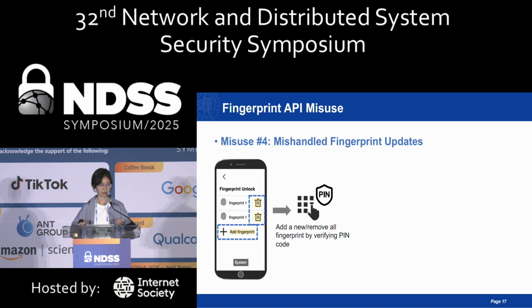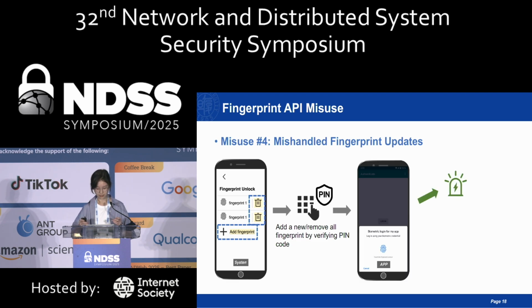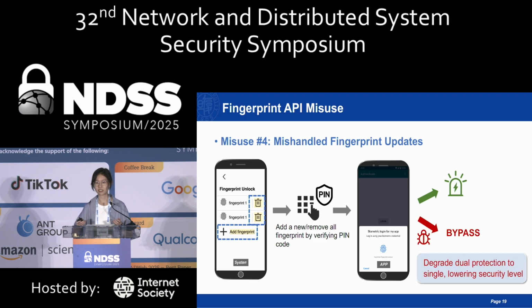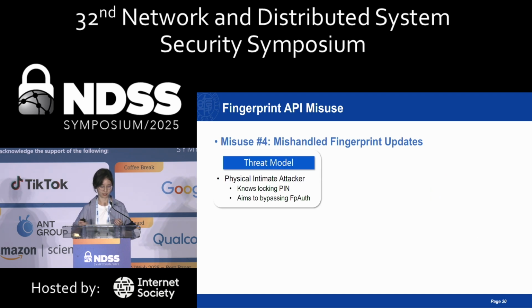The fourth one is about updating fingerprints on the device. When the user adds or removes their fingerprints, they are required to input their login screen PIN. A securely implemented app should detect these changes and invalidate the FpAuth to prevent unauthorized access. However, with this misuse, the app is vulnerable because it fails to recognize fingerprint updates and bypasses the authentication. It will degrade the security model from 2-factor protection, namely fingerprints plus PIN, to just one weak factor, namely PIN, significantly weakening security.